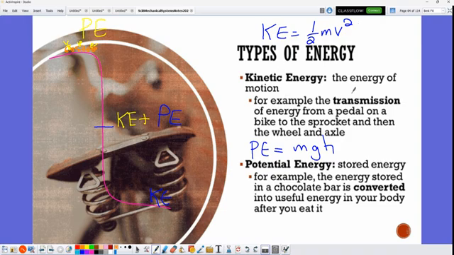For example, the transmission of energy from a pedal on a bike to the sprocket and then to the wheel and axle is the movement of energy. Potential energy is stored energy. This is gravitational stored energy: mass times acceleration due to gravity, which is 9.81 meters per second squared, times the height in meters. We can also store energy in rubber bands. Potential energy could be stored in chemicals, which is called chemical potential energy. There are other ways to store energy.